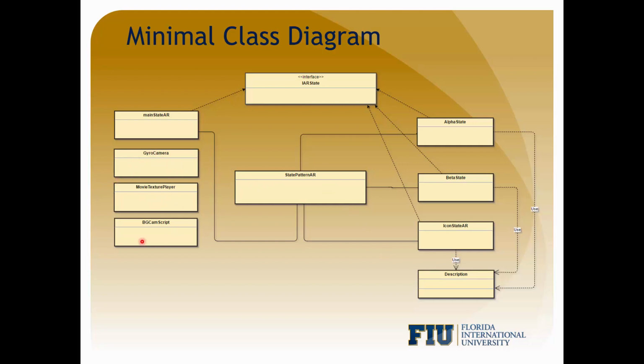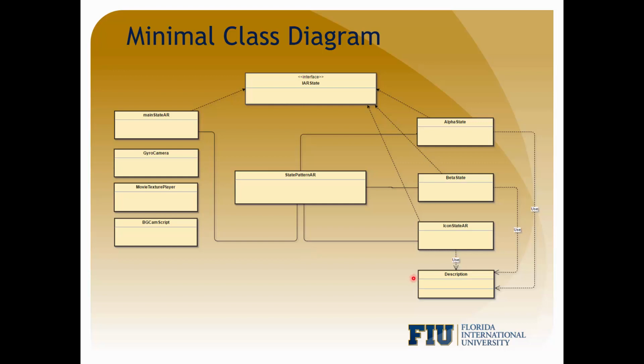And then we have these three classes: the gyro camera, which is the one that actually takes the data from the gyroscope of the device and then sets that data to the camera, so the model looks like it's moving. Then we have the movie texture player, which is the one that plays the video. And then we have the BG-Cam script, which takes the input of the camera and sets it to the background of the application.